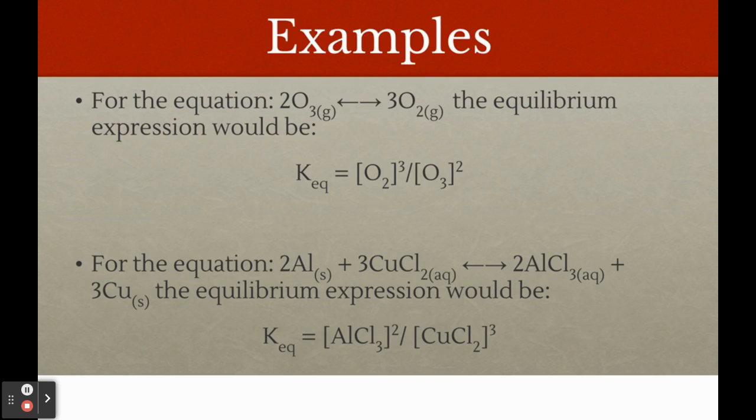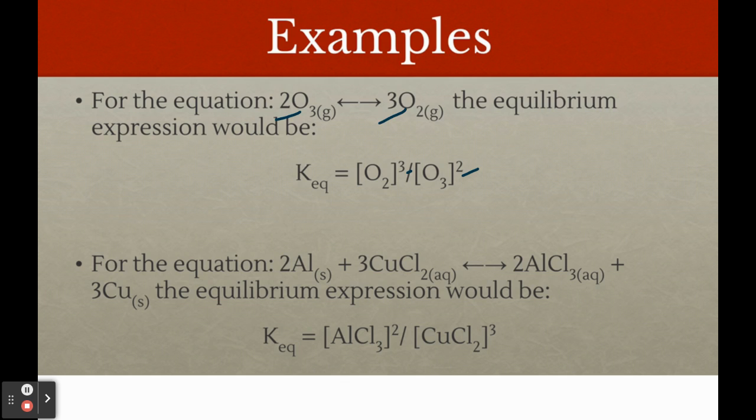Okay, so now let's look at some specific examples of equilibrium expressions. So for the equation, 2 moles of O3 gas yields 3 moles of O2 gas. The equilibrium expression would be this. KEQ, which is the equilibrium constant, is equal to the concentration of the product, O2, the concentration of O2 to the third power, divided by the concentration of the reactant, so the concentration of O3 to the second power. Remember, your coefficients become the powers that they're raised to.